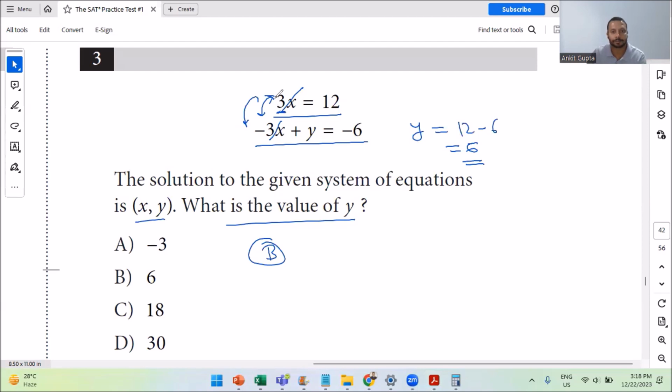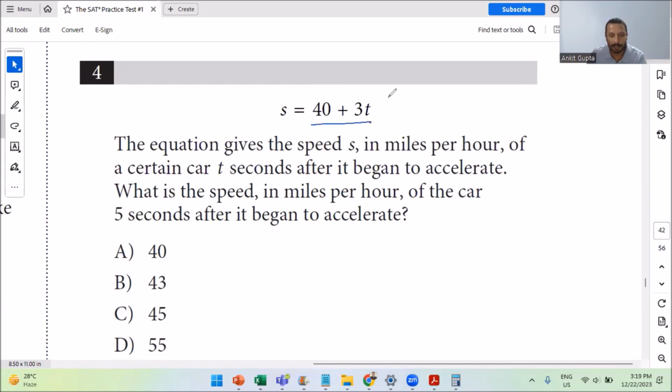So S is equal to 40 plus 3t. Typically, you'll interpret this as 40 as some constant and t as something which is going to vary, and it will get multiplied by 3 as a factor. So the equation gives the speed s in miles per hour of a certain car t seconds after it began to accelerate, right? So t is this number of seconds.